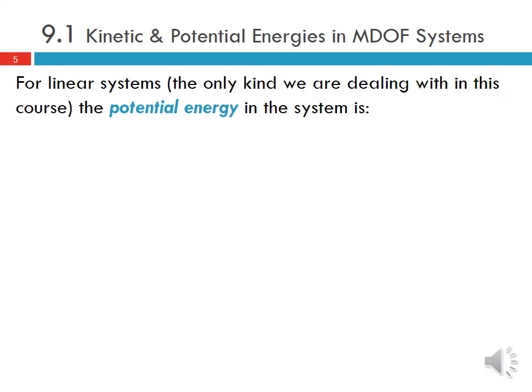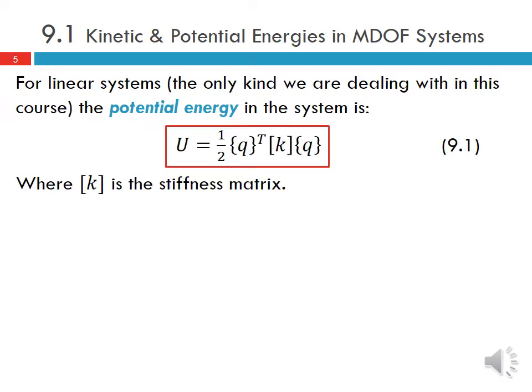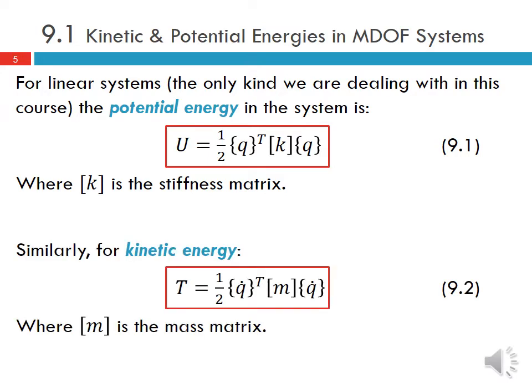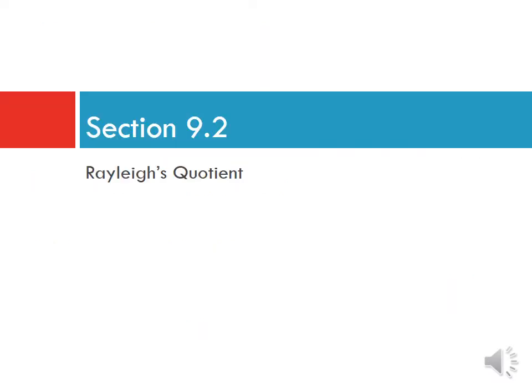For linear systems, the potential energy in the system is given by U equals 1/2 q transpose K q, where K is the stiffness matrix. Similarly, the kinetic energy, T, is equal to 1/2 q dot transpose M q dot, where M is the mass matrix. So this allows us to discuss something called Rayleigh's Quotient.